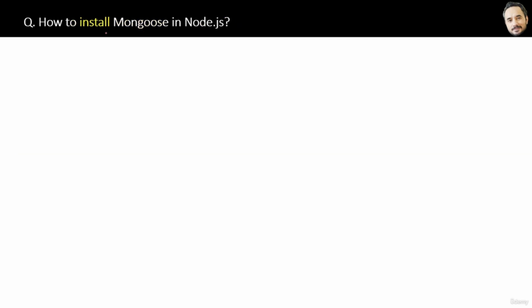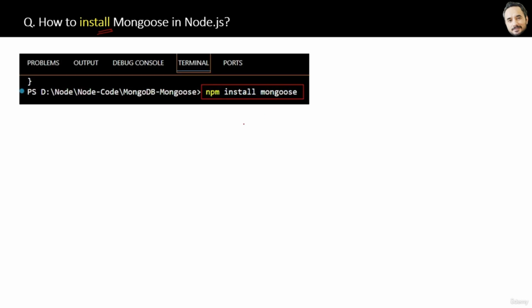Okay. How to install Mongoose in Node.js. This is not an interview question, but if you are new to Mongoose, then just open the Node terminal and run this command: npm install mongoose, and press enter. This will install the Mongoose library for your Node project. I hope the MongoDB server and MongoDB database are already installed and you know about it, because that is a prerequisite for this Mongoose.